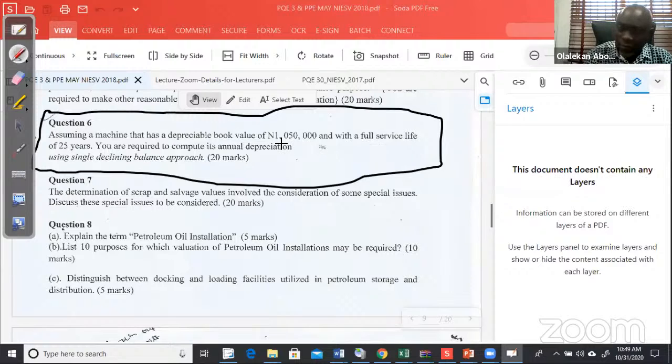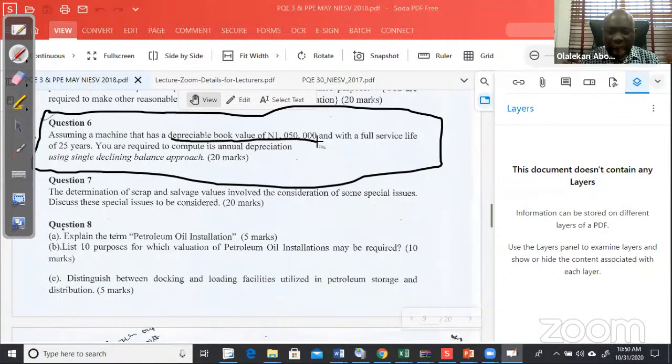Truly, I equally observe that this was not supposed to have been a depreciable book value. But since you have been given the depreciable book value, just take it as your cost. Because you don't apply the reducing balance method at the beginning on the depreciable balance. No, you apply it on the old cost, and at the end of the lifespan you will get the scrap value back. Okay? Please, let's consult books. But with this question, you take 1,050,000 as your cost.